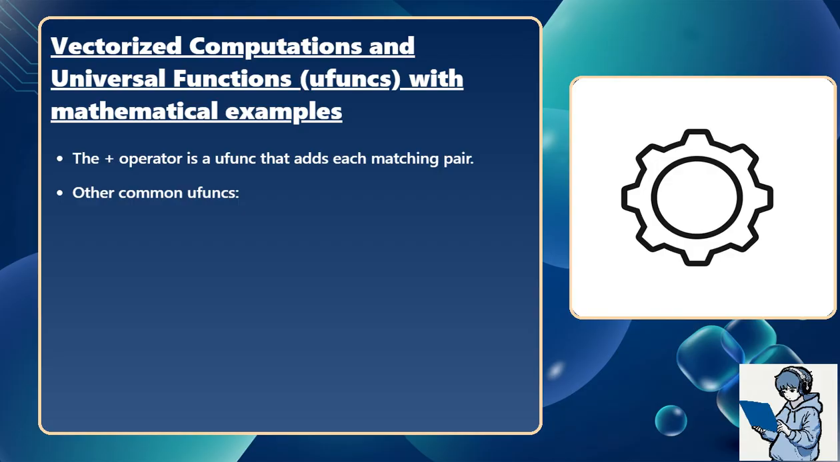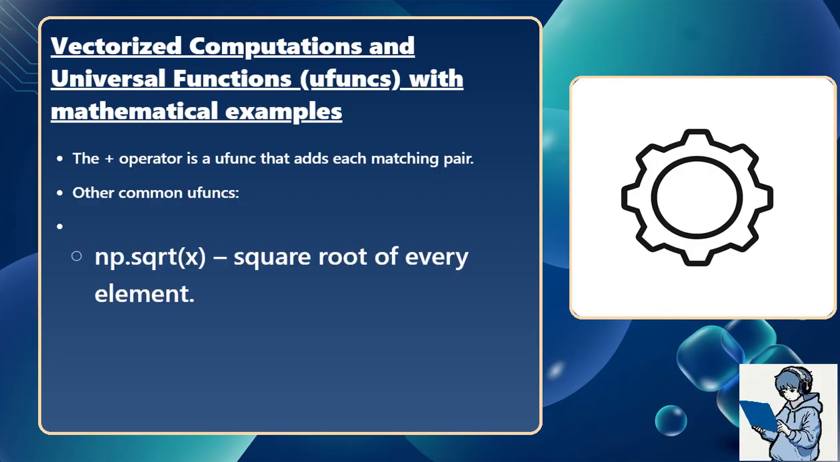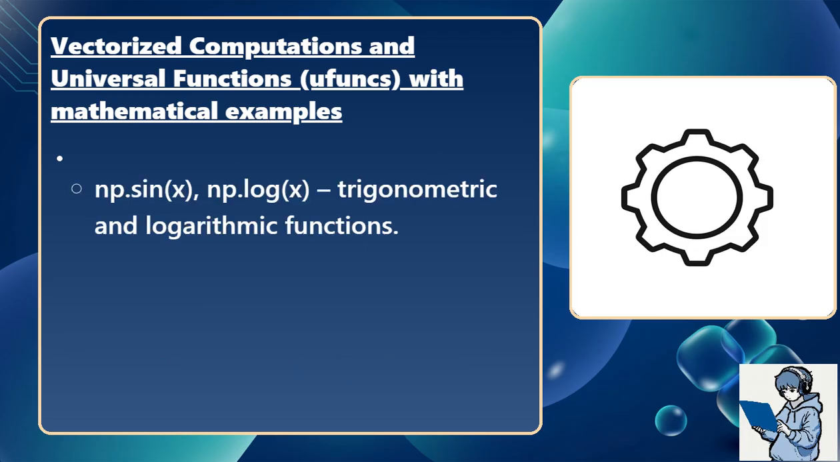Other common ufuncs: np.sqrt(x) gives the square root of every element. np.exp(x) computes e to the x for each element. np.sin(x) and np.log(x) are trigonometric and logarithmic functions.